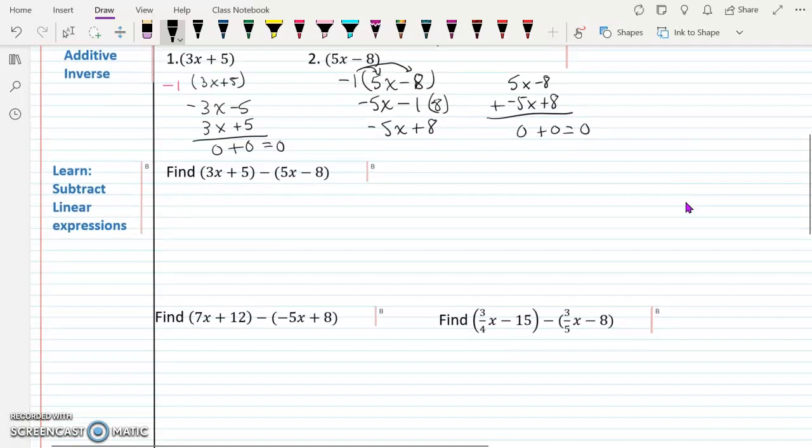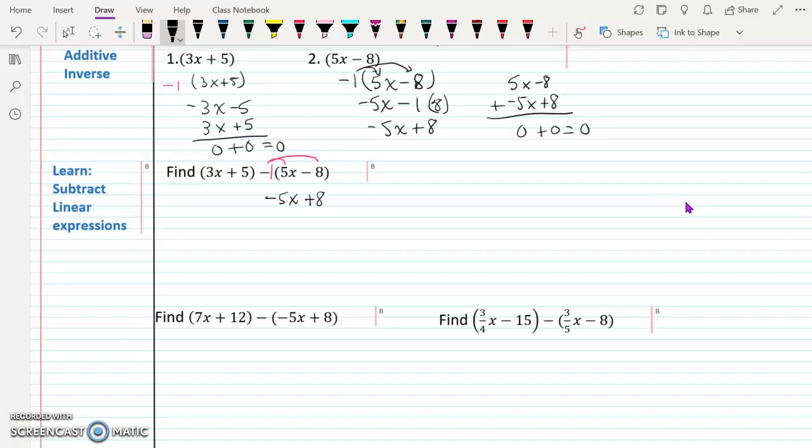Okay, so in today's lesson, we are going to learn how to subtract linear expressions. And the first step in subtracting a linear expression is to do what we just practiced, and that is find the additive inverse of the second term. So to do that, we're going to multiply -1 times each term in the parentheses on the second term only. That's going to give us a minus 5x and a plus 8.